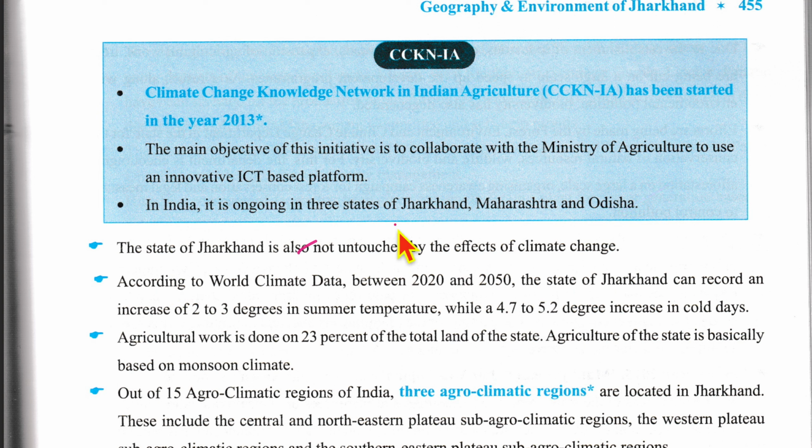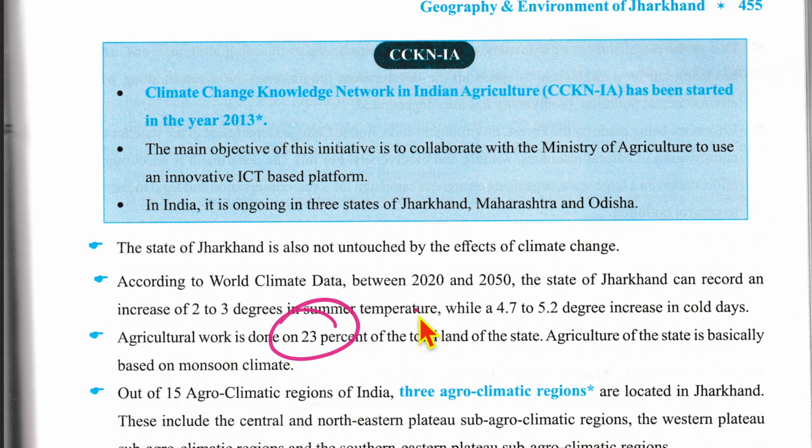The state of Jharkhand is not untouched by the effects of climate change. According to World Climate Data, between 2020 and 2050, the state of Jharkhand can record an increase of 2 to 3 degrees in summer temperature, while 4.7 to 5.2 degrees in cold days.